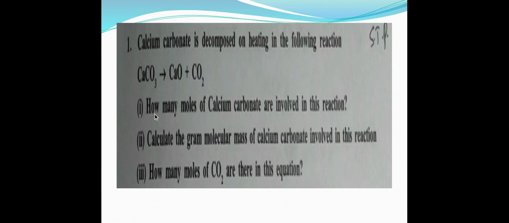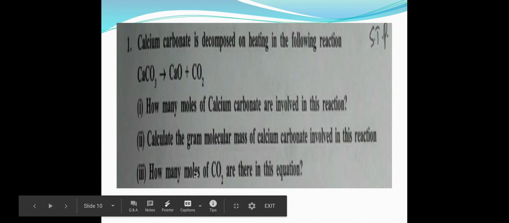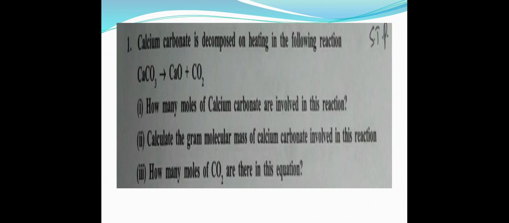The first question is how many moles of calcium carbonate are involved in the reaction? Which one is calcium carbonate? The formula for calcium carbonate is CaCO3. What is the number given in the front? Nothing is given, so it is 1. So the answer is 1 mole. Second, how many moles of carbon dioxide are present in this equation? What is the number given in front of carbon dioxide? 1. So 1 mole of carbon dioxide.